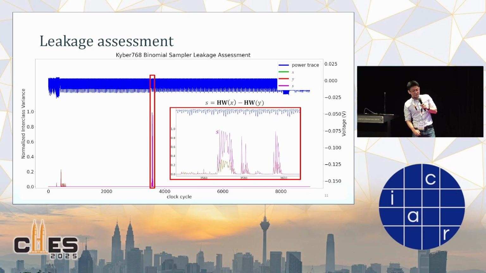Right. So the first thing we did in our side channel analysis is to perform a leakage assessment. We here use the NICV to test the leakage of the intermediate values S, X, and Y that are involved in this sampling procedure. As we can see in this red frame here, the sampled output S has an extremely large leakage. But we couldn't really find useful leakage for the intermediate values X and Y.